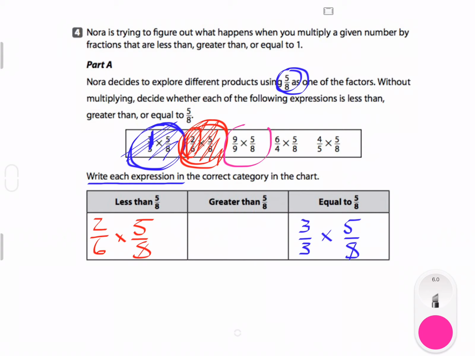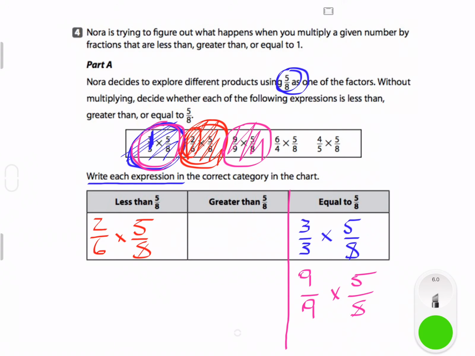The next one is 9/9 times 5/8. And that's the exact same thinking as we had with the blue problem, the first one. 9/9 is equal to 1. Any number times 1 is that number again. So it will be equal to 5/8 when you're done. The answer is 5/8. You should write 9/9 times 5/8 in the correct category in the chart. And we'll just extend it right here. We don't have to think about this one anymore. We've only got 2 more to do.